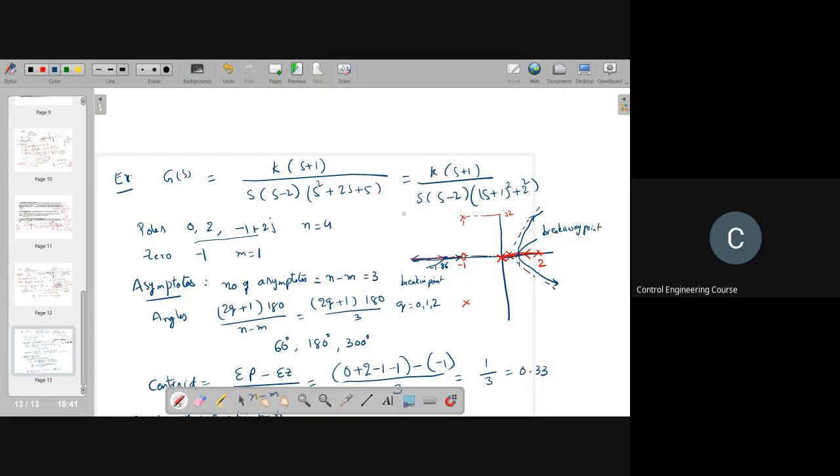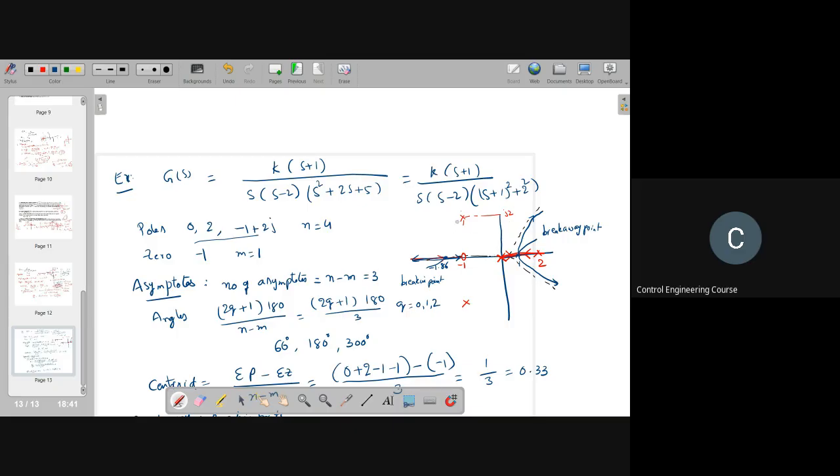Now, is any part of this root locus crossing the imaginary axis? No, it is not crossing anywhere on the imaginary axis. Then we don't need to calculate the point at which the root locus crosses the imaginary axis. The seventh point is not needed.